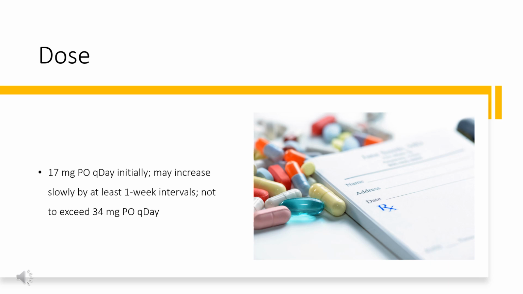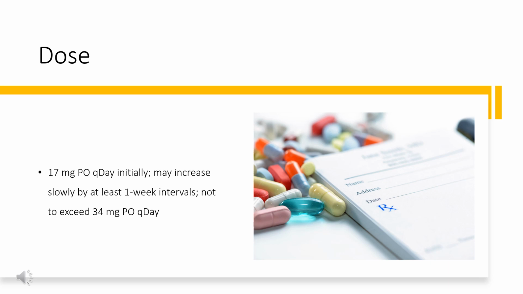Hepatic impairment. Geomatrix ER tablets, Sular's new formulation: initial dose should not exceed 8.5 mg PO q day, may increase slowly at intervals of at least 1 week, not to exceed 34 mg PO q day.